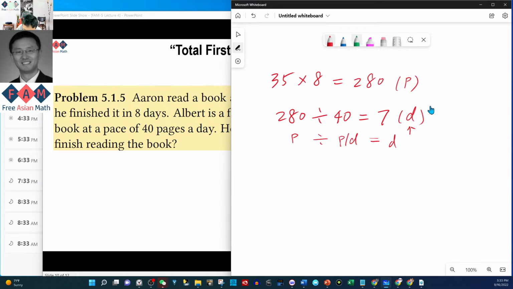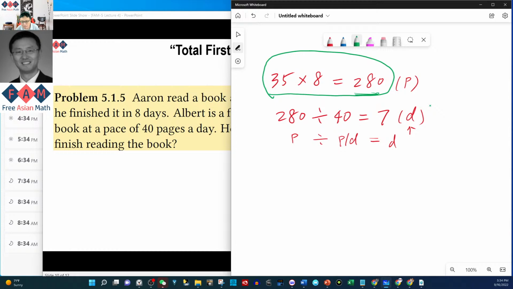It's very important to recognize that in this type of problem, we knew the pace for both Aaron and Albert, but we need to calculate the total first. This is not very surprising. We call this total first. We calculated the total number of pages of the book first. And that's why this type of problem is called total first. It's very closely related. It's just within the same multiplicative relationship, which quantity is given to you and which is not. So from what is given to you, you calculate the unknown.